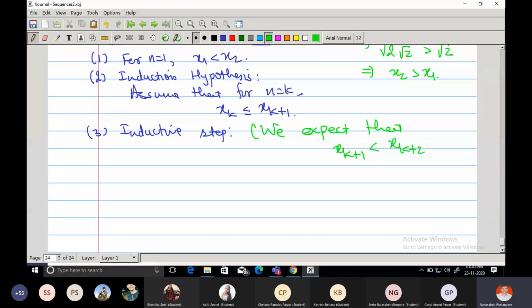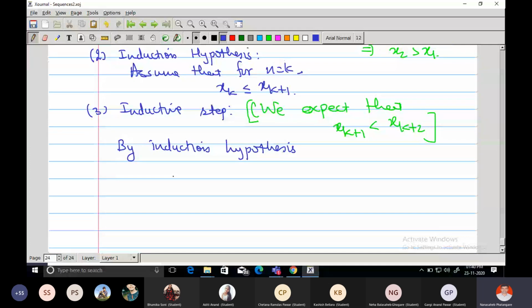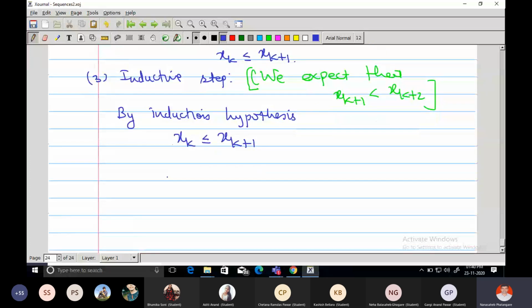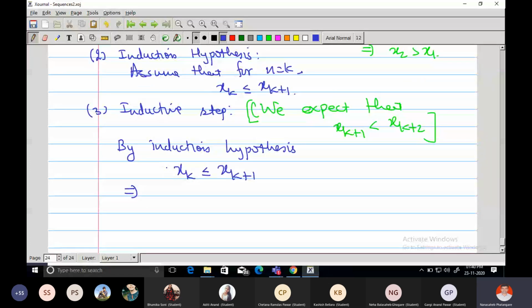How to prove the expectation? By the induction hypothesis, we are assuming that xk is less than or equal to xk plus 1. This is an assumption that we can directly take, but we have not yet proved xk plus 1 is less than or equal to xk plus 2. Now multiply both sides by what? Multiply both sides by 2.